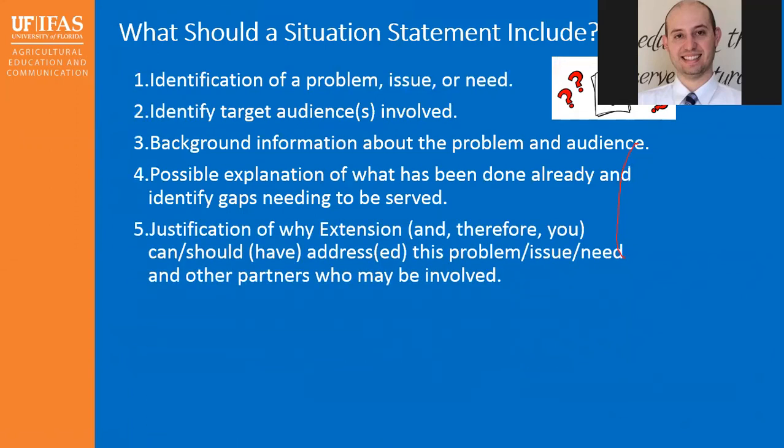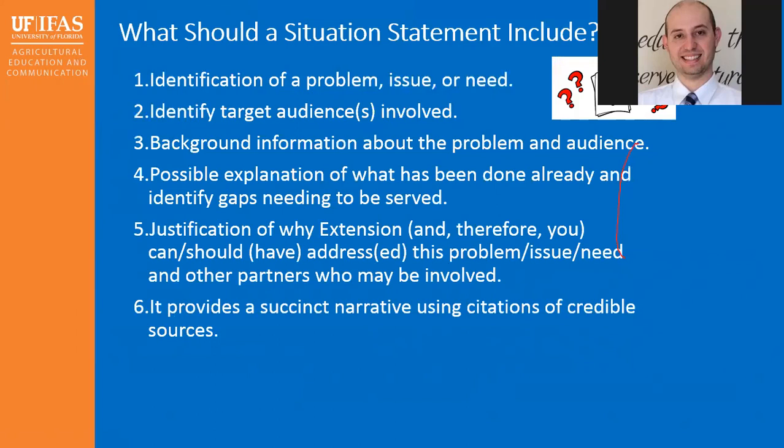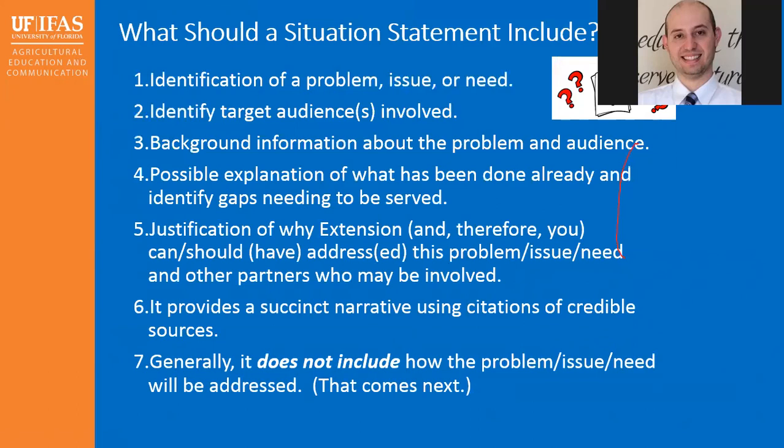Include justification of why Extension can and should address this problem, issue, or need, and other partners who may be involved. It provides a succinct narrative using citations of credible sources. And one thing to take into consideration is that it does not include how the problem, issue, or need will be addressed. That comes next. That's more speaking to program design and educational methods.